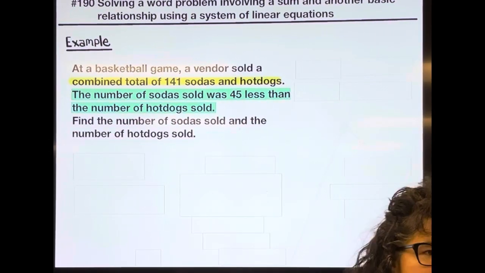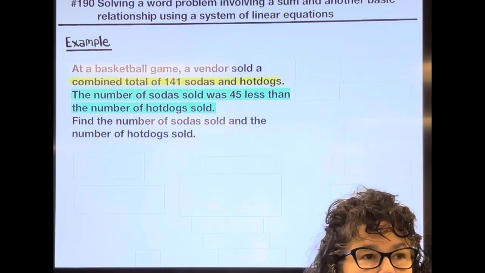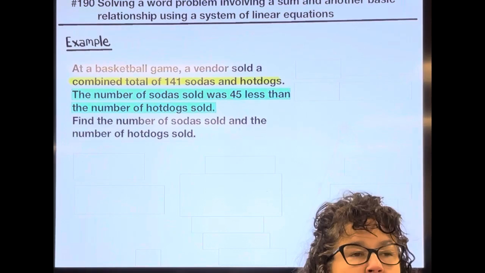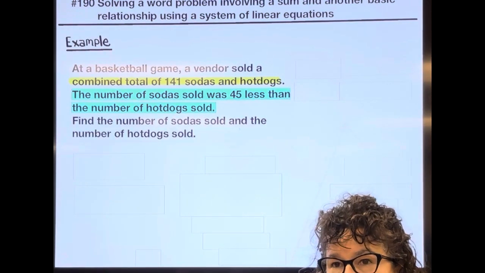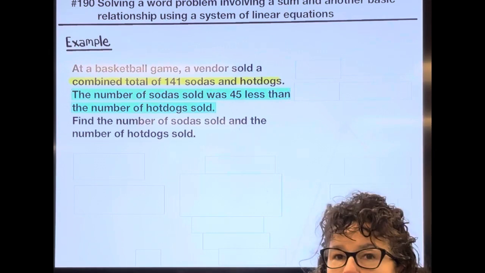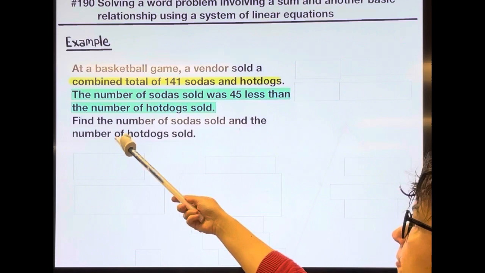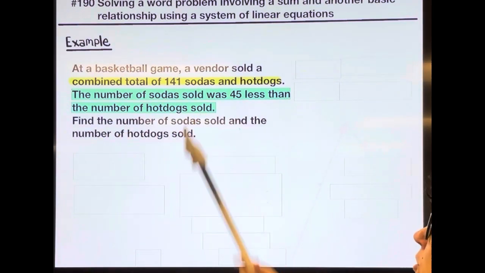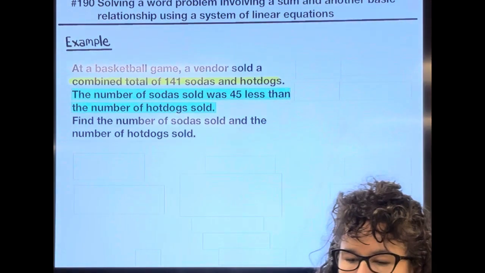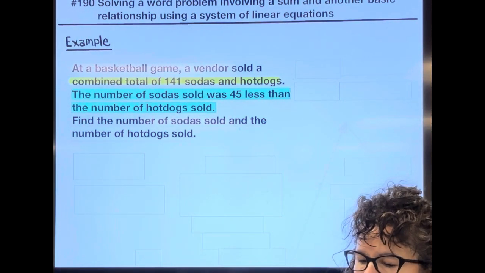We're going to ultimately set up two equations to solve this problem. If you read through to find out what you don't know, those are always going to be your variables. And however many things you don't know is how many equations you need to create. So when it finally says, find the number of sodas sold and the number of hot dogs sold, the first thing that you want to do is define your variables.